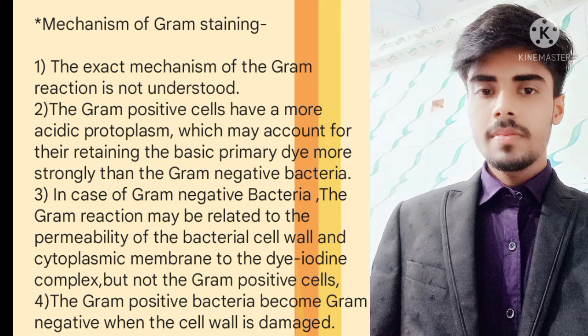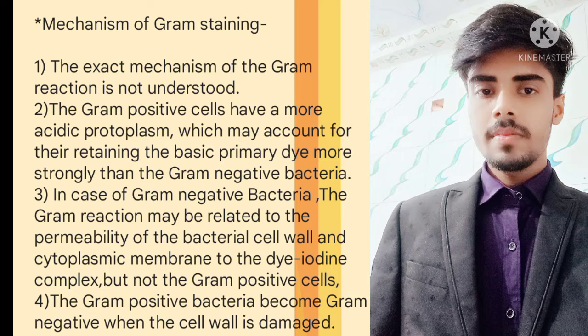Now we will discuss the mechanism of Gram staining. The exact mechanism of Gram staining is not understood as of now, but some mechanisms are based on assumptions, which are the following. First, Gram-positive cells have more acidic protoplasm, which may account for their retaining the basic primary dye more strongly than Gram-negative bacteria.